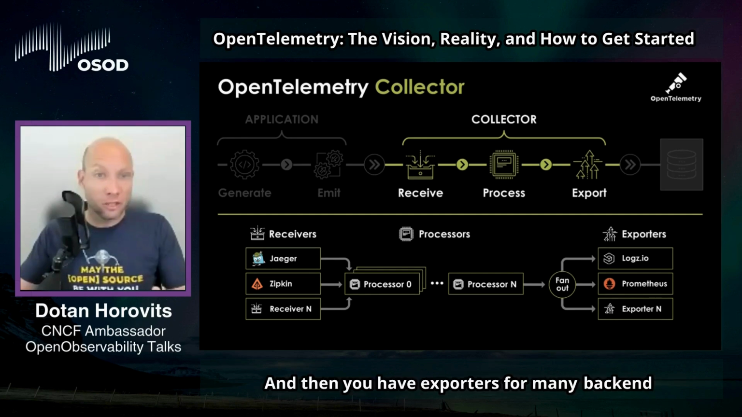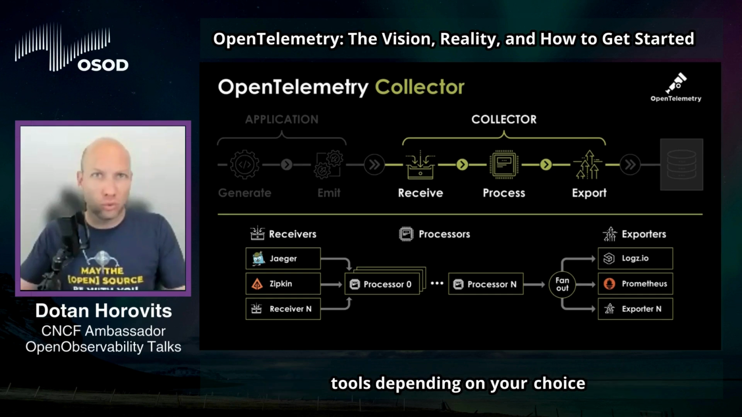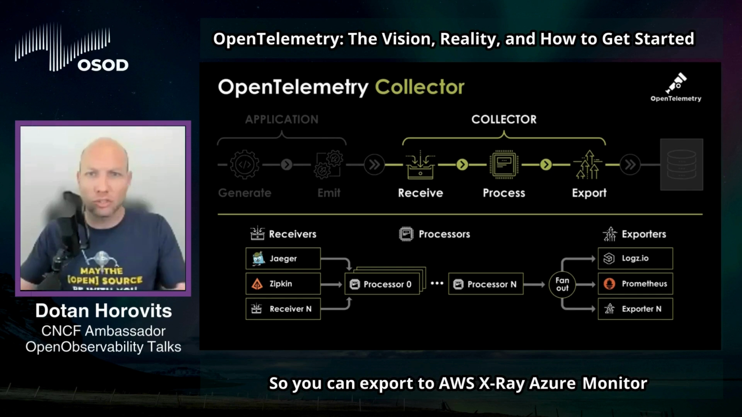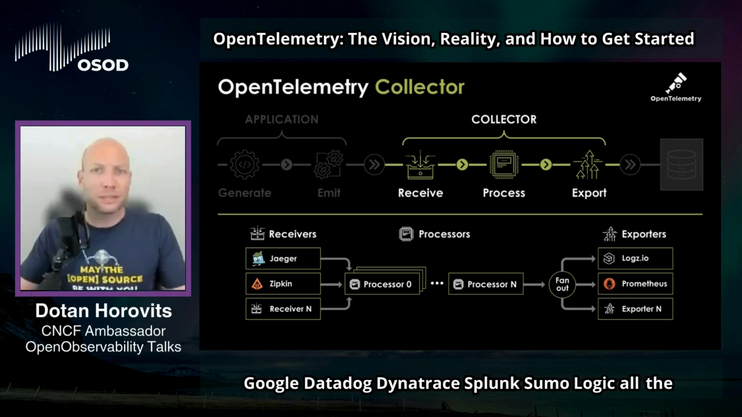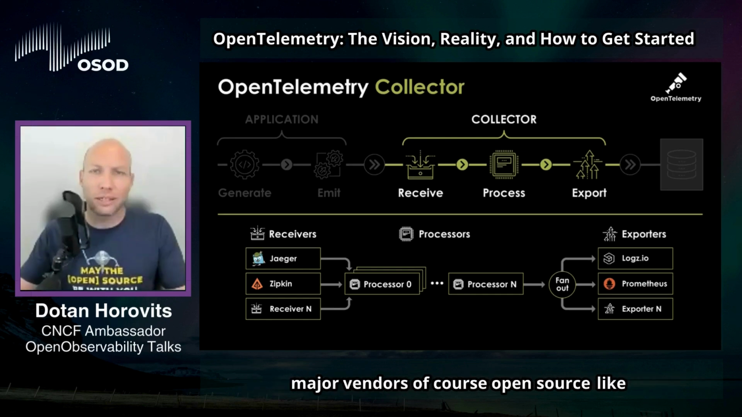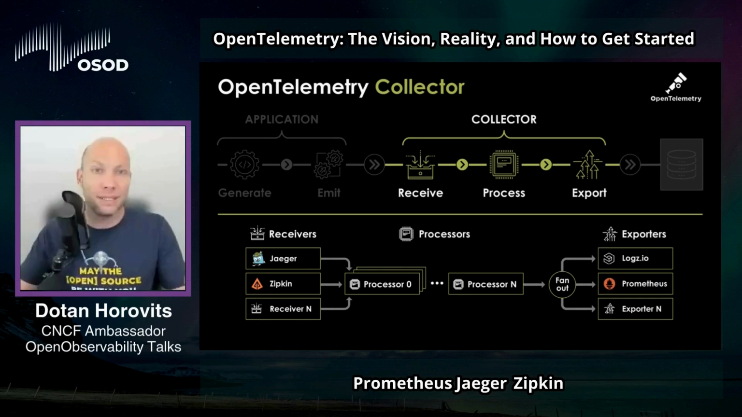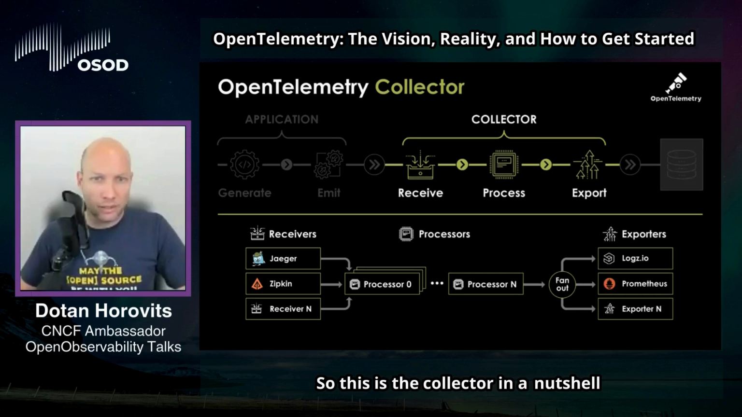And then you have exporters for many backend tools depending on your choice. So you can export to AWS X-Ray, Azure Monitor, Google, Datadog, Dynatrace, Splunk, Sumo Logic, all the major vendors, of course, open source like Prometheus, Jaeger, Zipkin. You can downstream to Kafka to do more batching. So this is the collector in a nutshell.